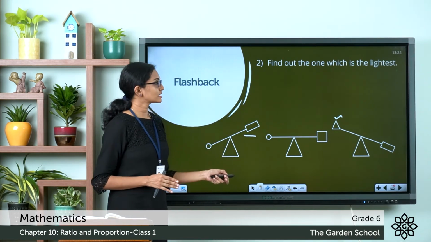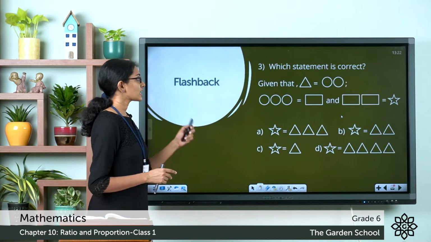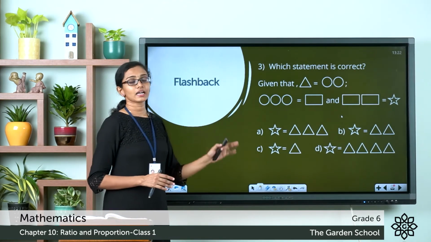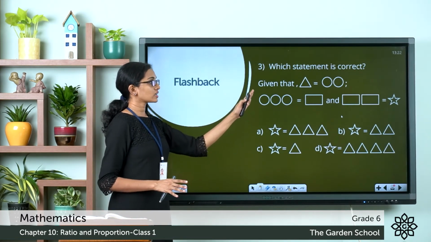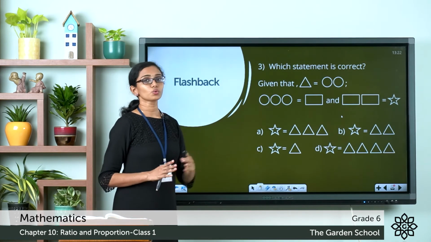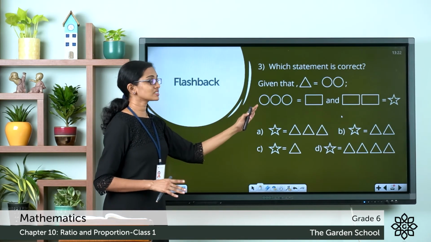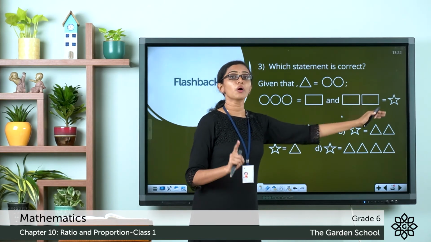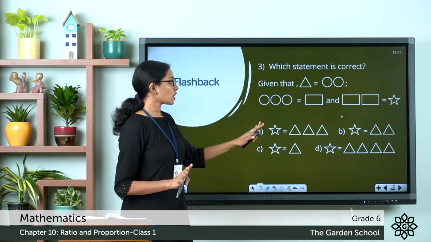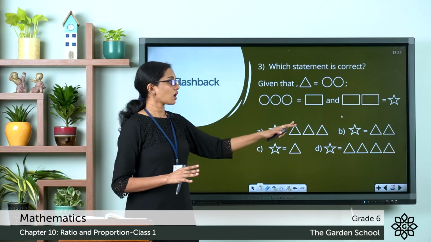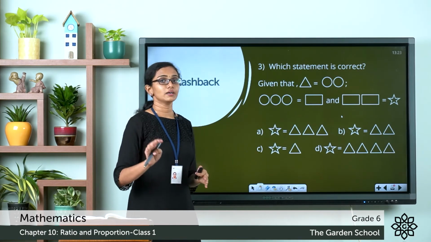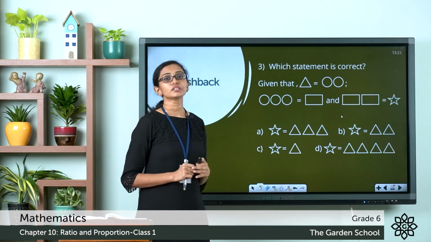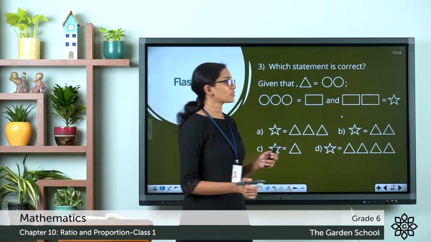Now let's have a look at the third question, and it says which statement is correct given that one triangle is equal to 2 circles, 3 circles is equal to 1 rectangle and 2 rectangles is equal to 1 star. Now have a look at the options as well. You can see all the options are given in terms of a star and triangles. So let's start from here.